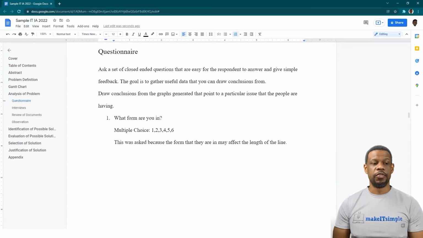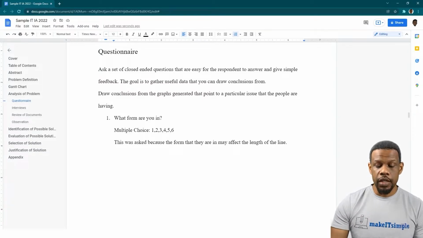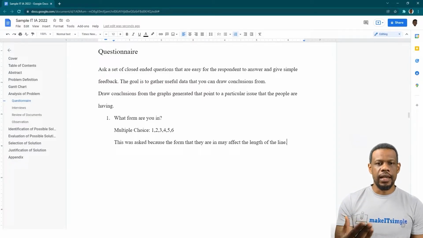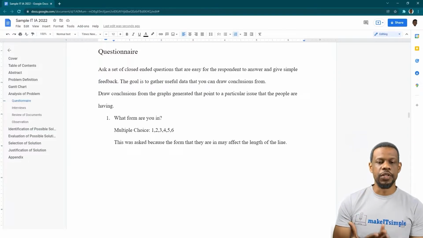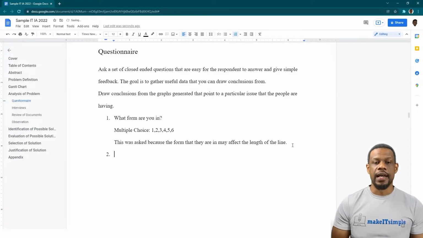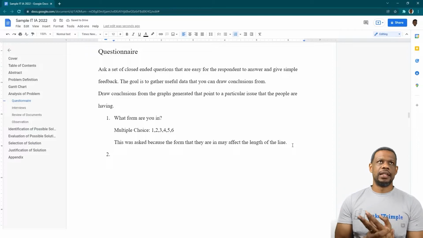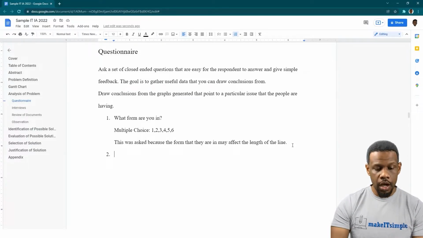So that's what I was explaining before. You're trying not to use your preconceived notion of what the problem is and how they're going to fix it. So you're trying to make sure your questionnaire is following the rules of questionnaires, which is they should be short, concise, close-ended, and the people should be able to respond to it very fast, right? So, length of the line. What's another question I should ask if I know what form they're in and there's an issue with the cafeteria line? I should ask the people, how often do you go to the cafeteria?